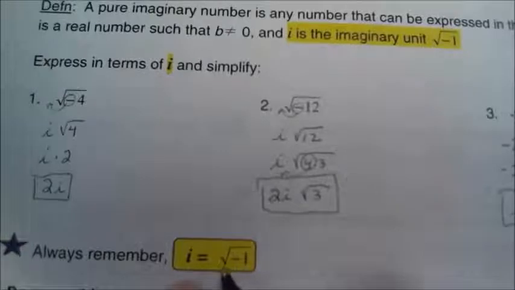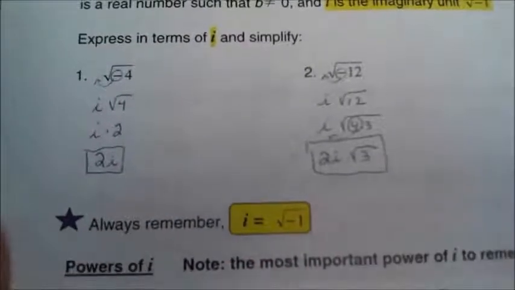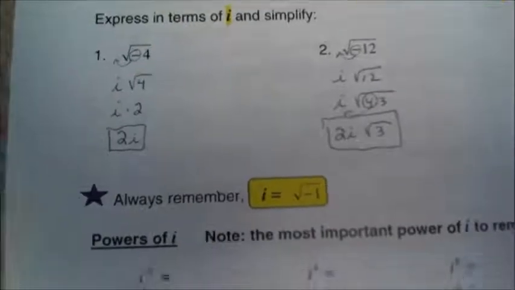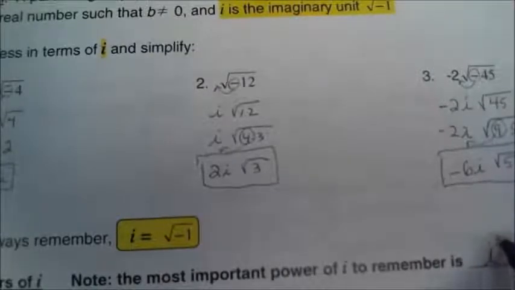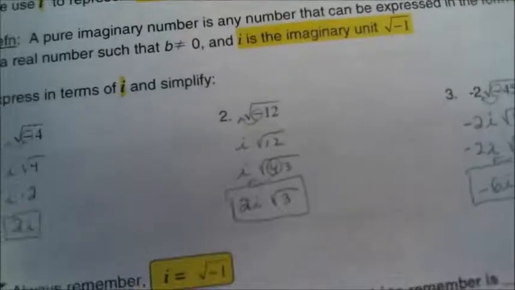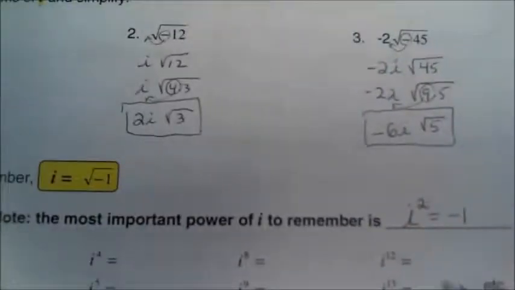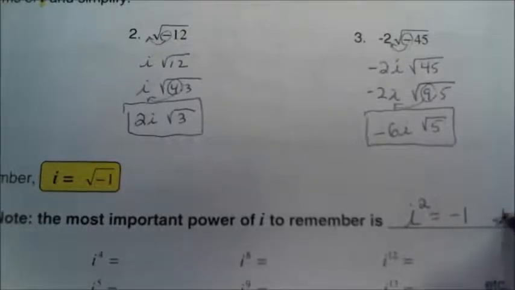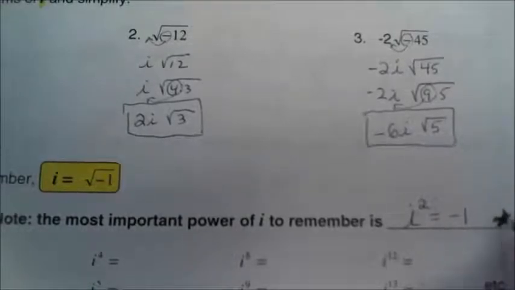Always remember that i is equal to the square root of -1. I've got a little star there because some people forget that along the line. Now, the most important power of i to remember is this, i to the second power. If you square both sides on this one, you'll get i squared. And if you square the square root of anything, you're just going to be left with the radicand. So i squared is always equal to -1. That is the most important power of i to remember. So this should have a little star next to that. i squared is equal to -1 because you come up with i squared in a lot of different situations.